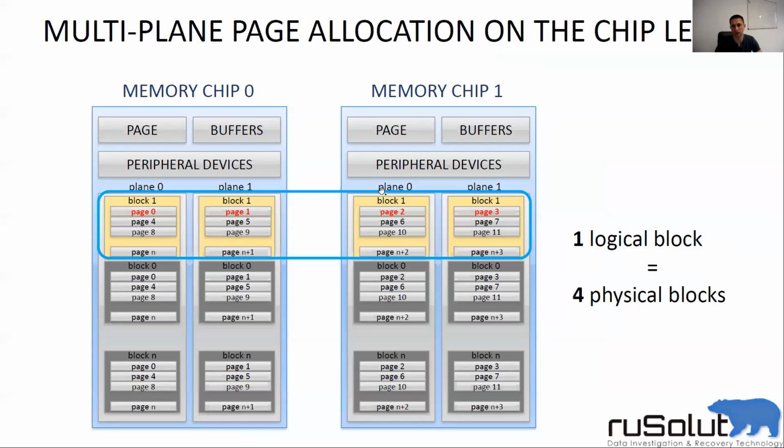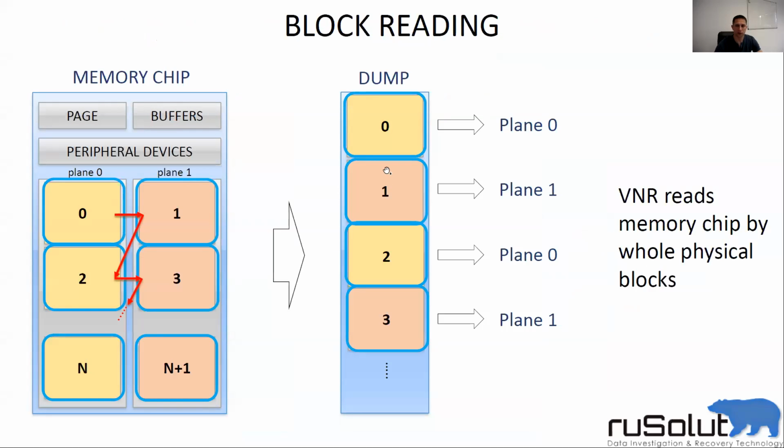But the problem comes when we start to do chip-off data recovery, because there is one peculiarity: when we insert the memory chip into the reader, into the VNR reader, it reads the memory chip by whole blocks. So it doesn't read data by pages, like data were written, but by whole blocks. It reads this whole block and places it into the dump. Then this one, number 2, this one, number 3. So VNR reads data by whole blocks.